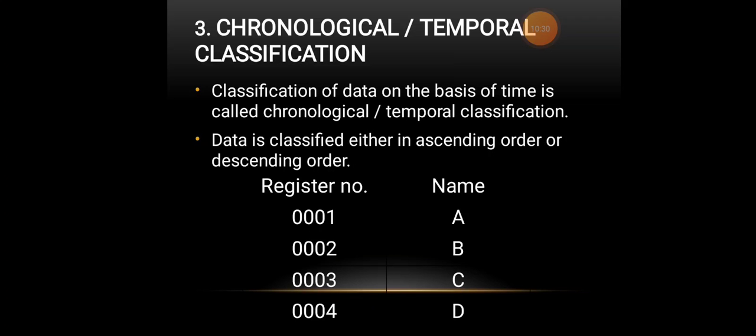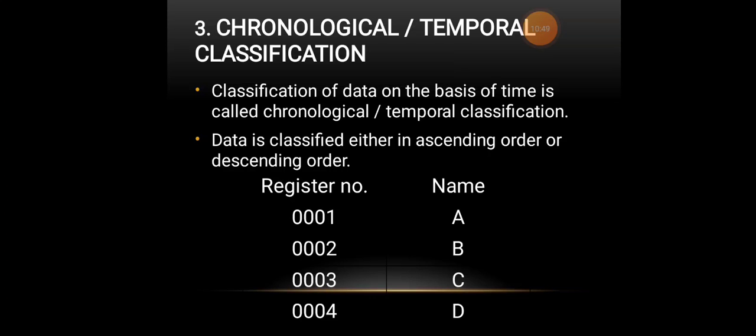Next one is chronological or temporal classification. As the name itself tells, chronological, it should be in a kind of order. It can be either in ascending order or in descending order. So what does it explain? It explains that the classification should be made based upon time.